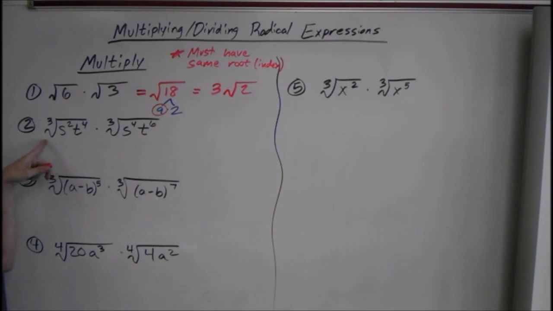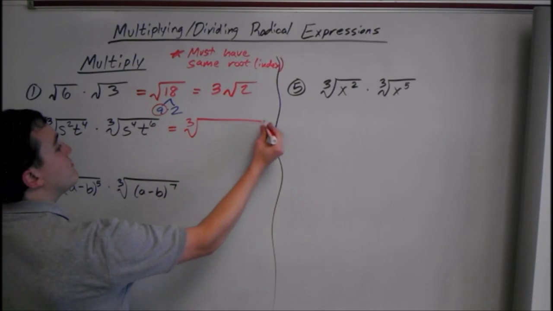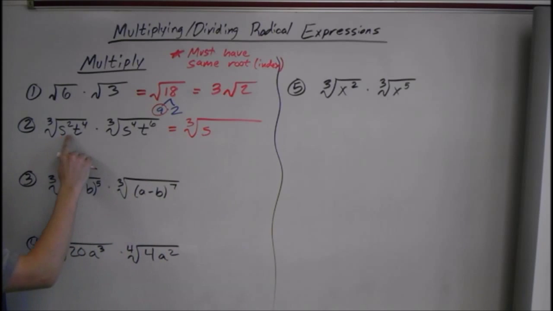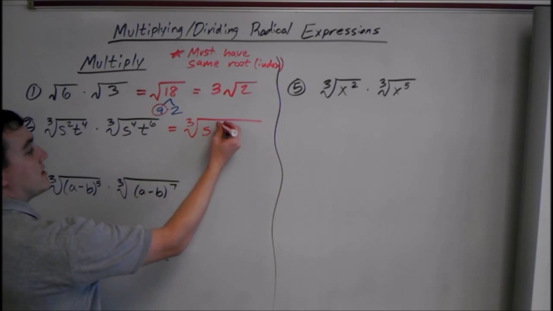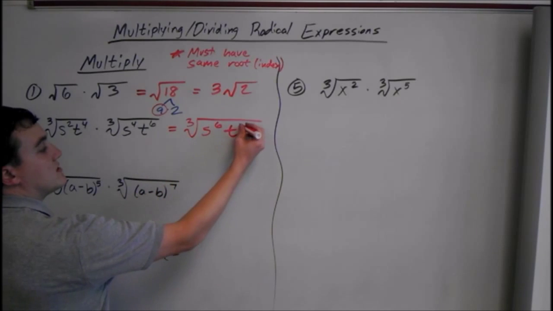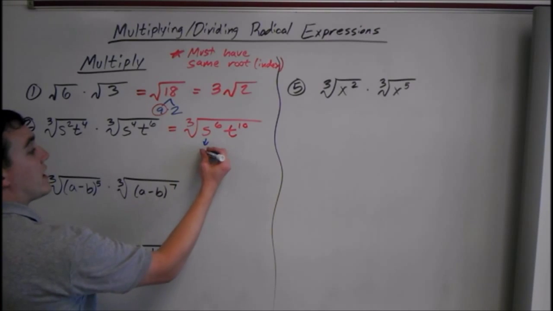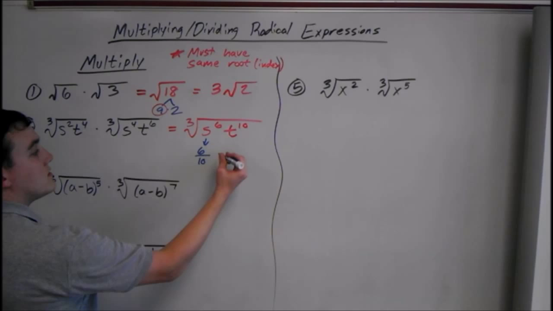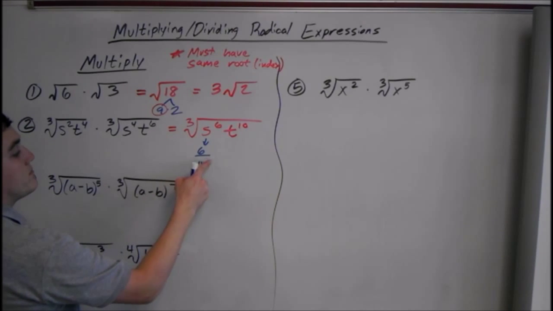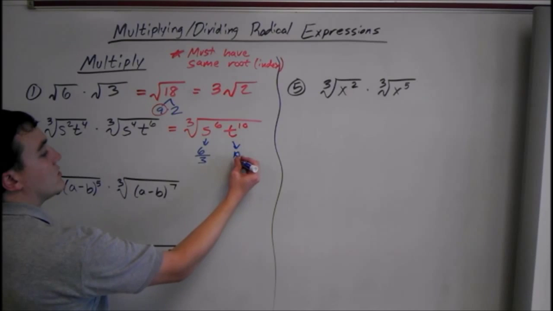For this next one, our first step is to multiply the inside. So we're going to come out with the cube root of s squared times s to the 4th is s to the 6th. T to the 4th times t to the 6th. You just add the exponents, is t to the 10th. Then we deal with it the same way we did before. For the s, we have 6 over 3, I'm sorry. And for the t, we have 10 over 3.